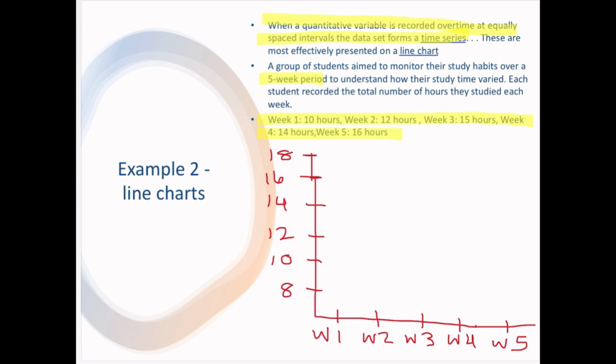So not like the bar, you're just gonna put a dot where it lines up. So 10 in week 1. Then for week 2, I'm going to put it up to 12 hours. Week 3, 15 hours. So since we don't have a line, we're going to put it in between the 14 and the 16.